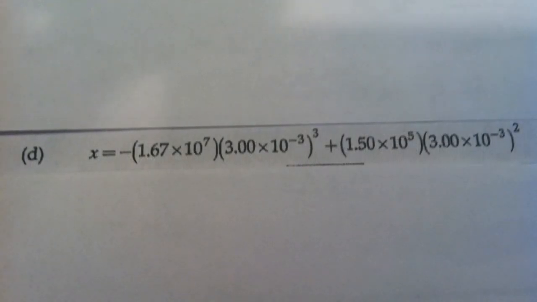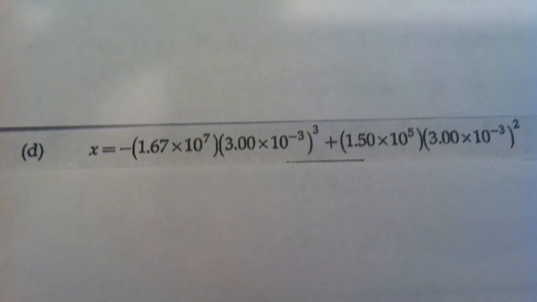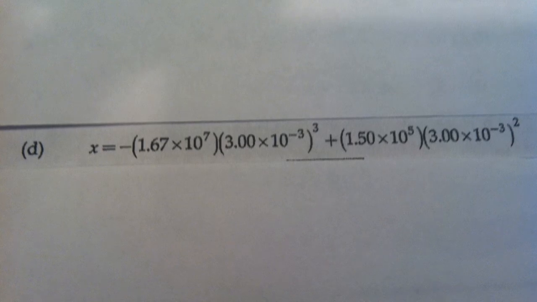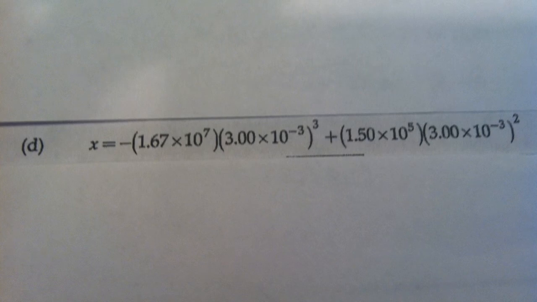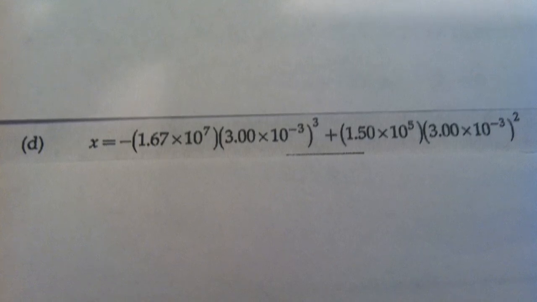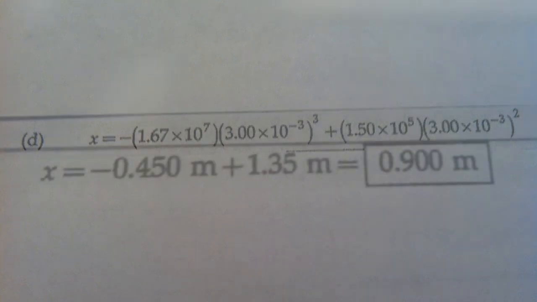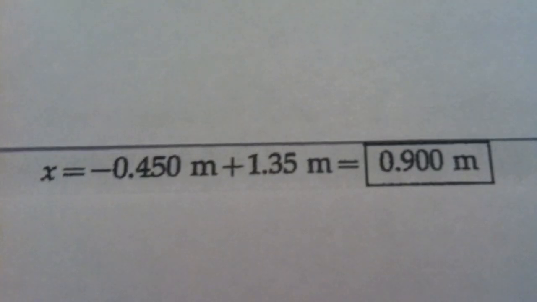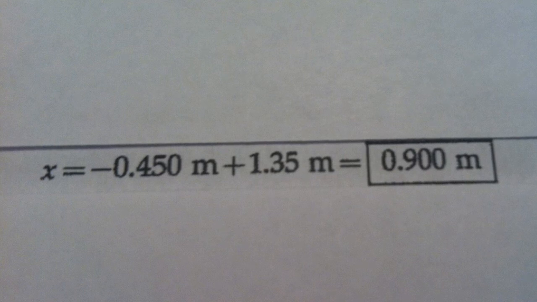To find the position when acceleration equals 0, you use the time that we got in part B. You then plug this into the position equation. It should then look like this. When you simplify this equation out even further, you will get position equals negative 0.450 meters plus 1.35 meters, which will eventually equal 0.900 meters.